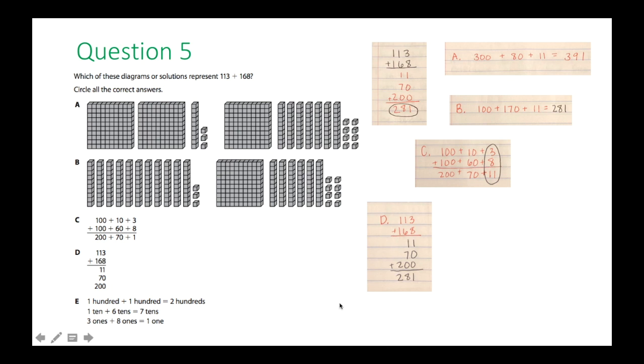Looking at D, they added it up very similarly to how I did at the beginning. So we have 11 and 70 and 200, which gives us 281. So D would work. Let's take a look at E. When I did E, I noticed again we had the same issue that we had with C, where we were 10 off. They said that 3 ones plus 8 ones equals 1 1, which we know should be 11 ones. So they were just a bit off. So E would not work.